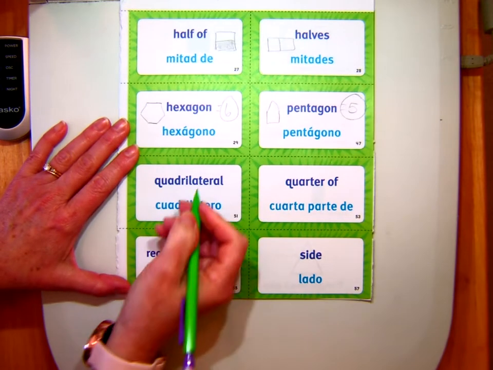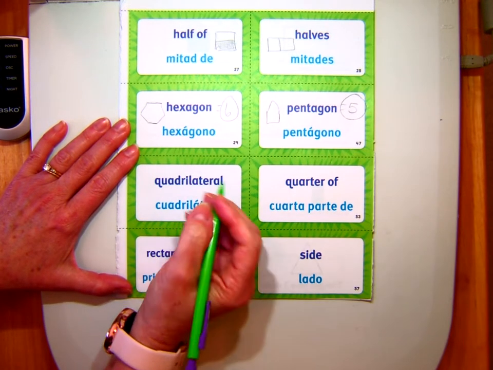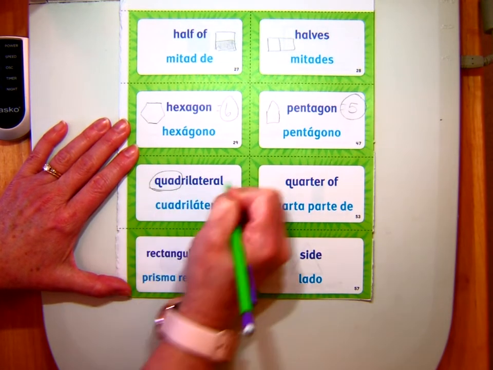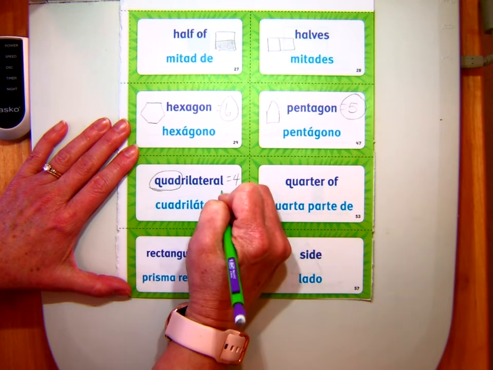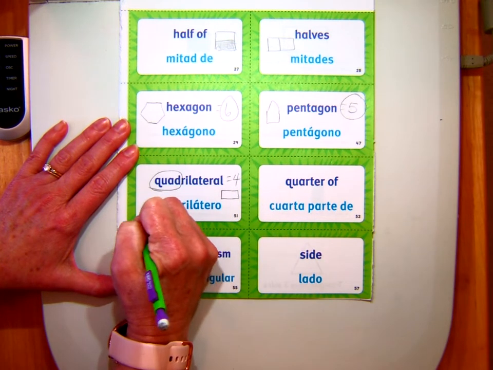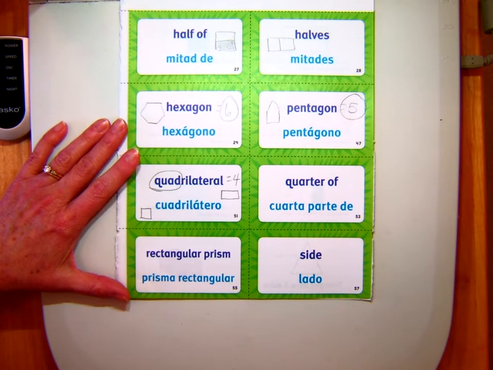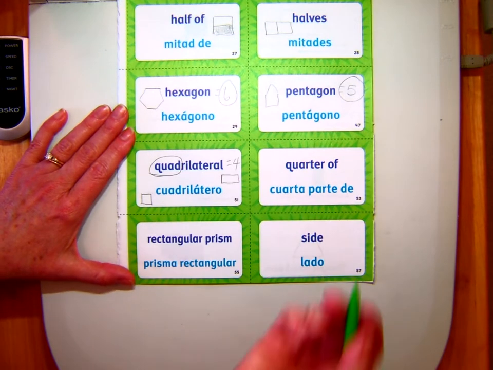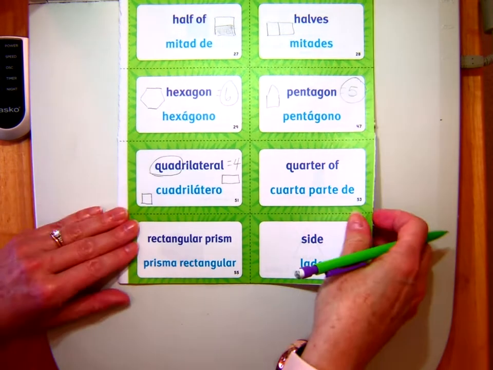A quadrilateral is any shape that has 4 sides. Quad means 4, so it's a shape that has 4 sides. It could be a rectangle, it could be a square, it could be something called a trapezoid, if you know what that is too.